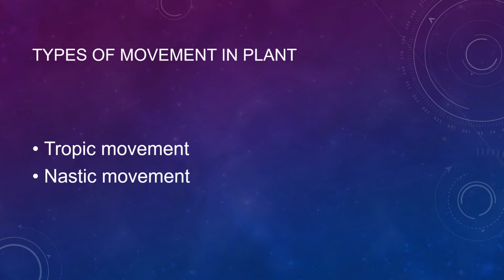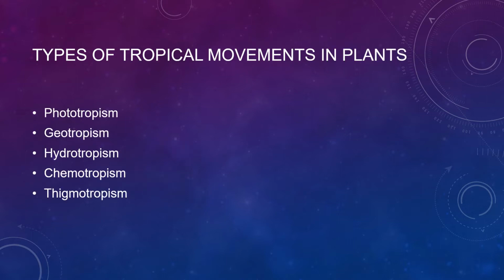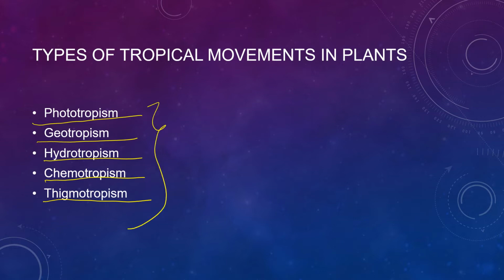So here comes the types of movement in plants. What are the two types of movements in plants? First one is the tropic movement and the second one is the nastic movement. The tropic movements in plants are divided into 5 more subdivisions. What are they? First one is phototropism, second one is geotropism, third one is hydrotropism, fourth one is chemotropism, and last one is thigmotropism. All these 5 types of tropic movement we will study in detail. These are the main 5 types of tropic movements in plants. Let us move into details.